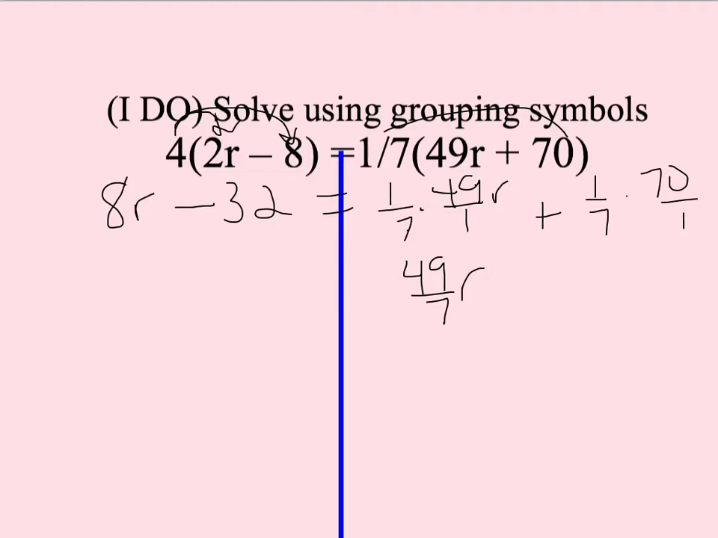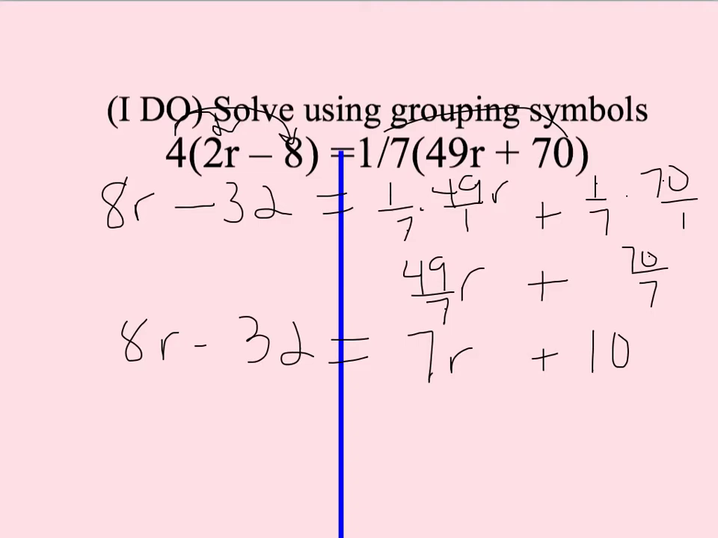So now I know that 49 divided by 7 is 7, so this becomes 7r here. I'm going to bring down the plus sign. Here I'm going to multiply across as well. 1 times 70 is 70, and 7 times 1 is 7. So 70 divided by 7 is going to give you 10. I'm going to bring down the left-hand side so it's equal.